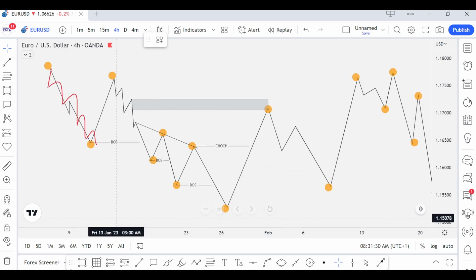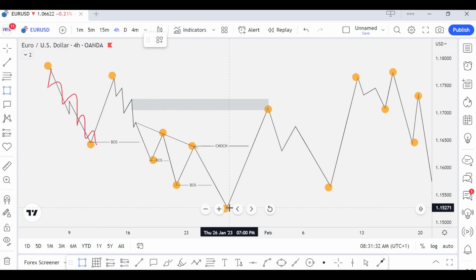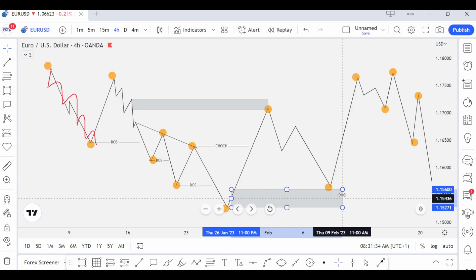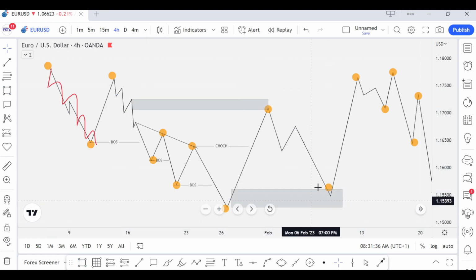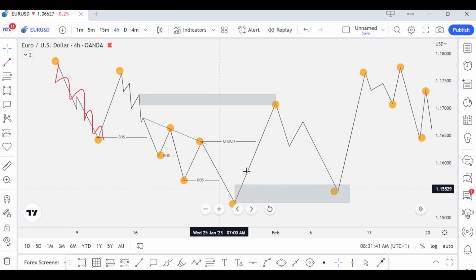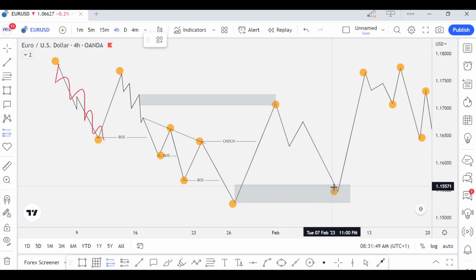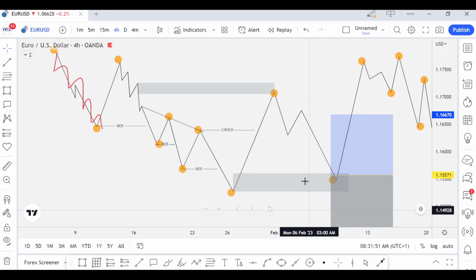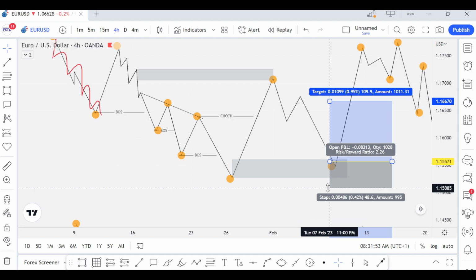After this change of character, you ask yourself the question, which candle was responsible for that change of character? This one was the candle. So this becomes our order block, or demand zone. Seeing that we have this as our order block, we want to bank on this, so we can take our trade from this particular order block.